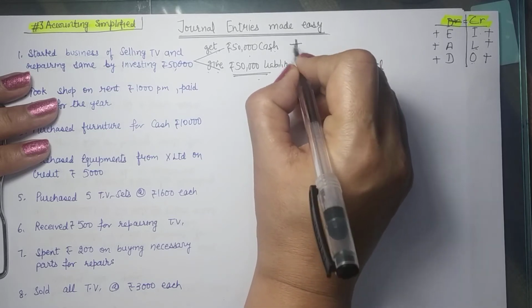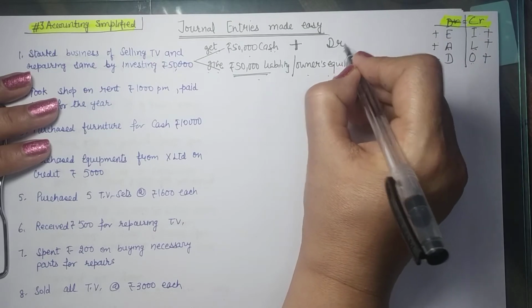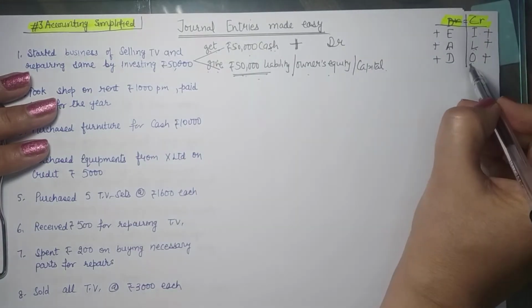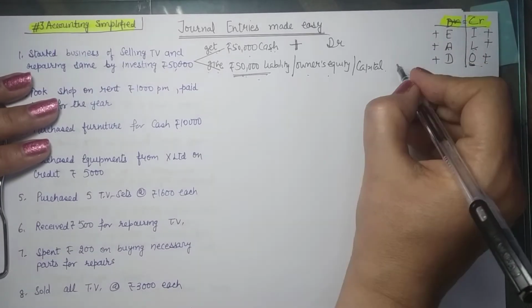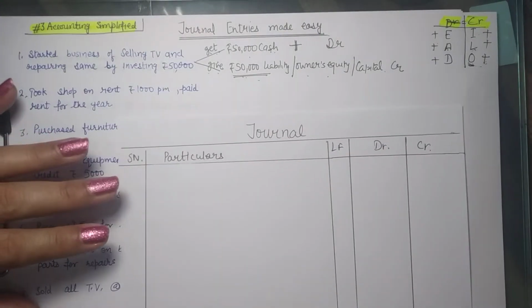So whenever your asset is increasing, it is on the debit. So it should be debited. You get a liability in the form of owner's equity, that is capital. So whenever capital increases, it is to be credited. So you analyzed the transaction and you got to know the debits and credits of the transaction.